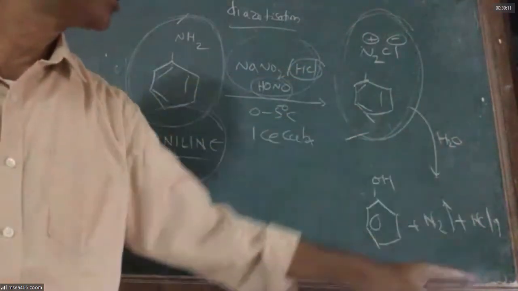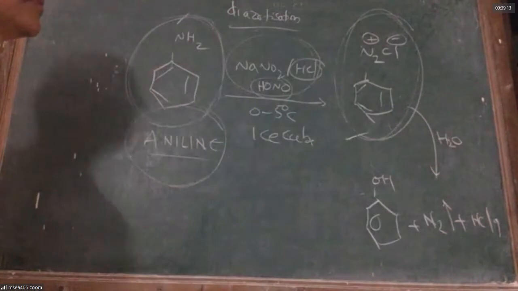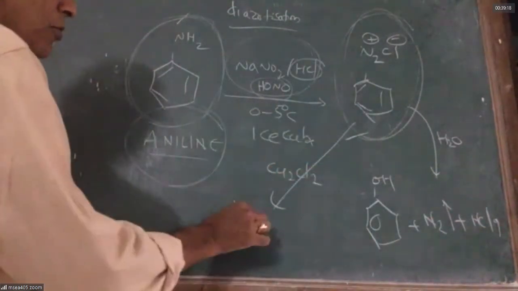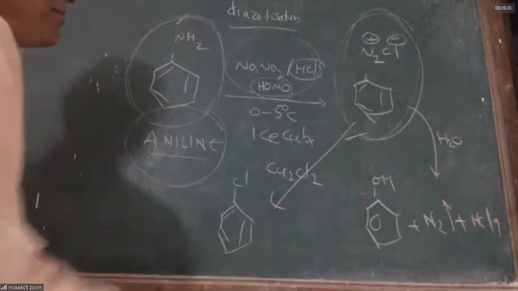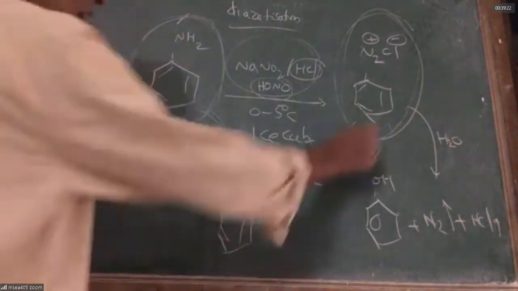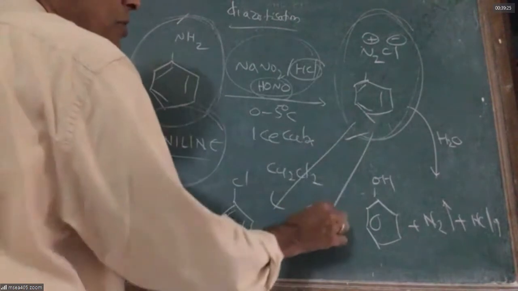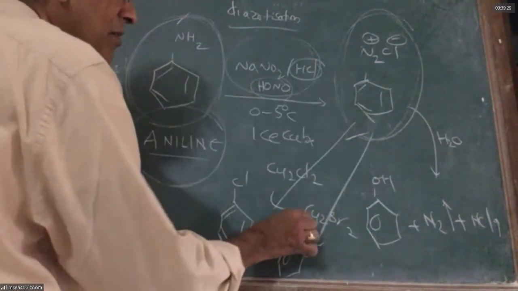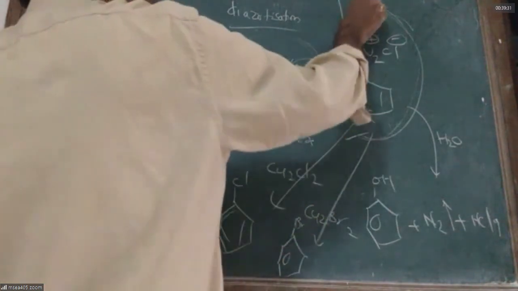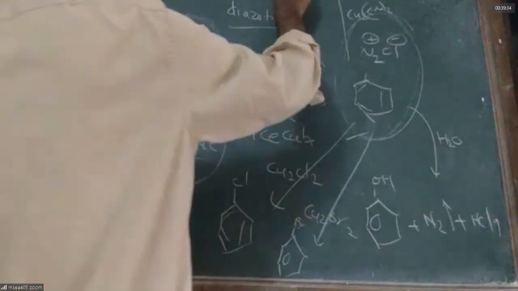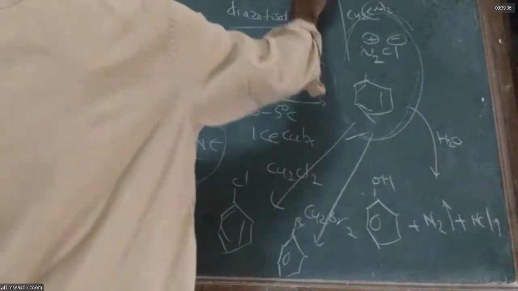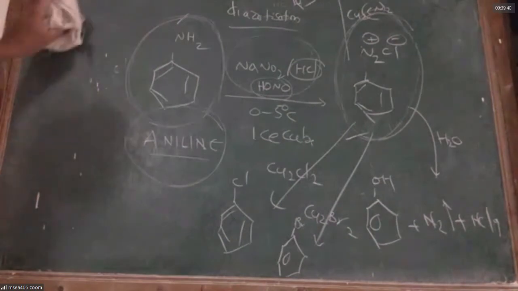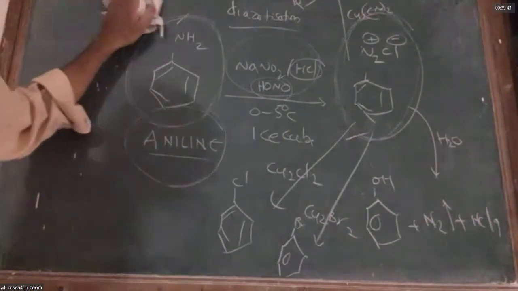Diazonium chloride reacts with water to give phenol. If diazonium chloride reacts with cuprous chloride, you get chlorobenzene. It is called Sandmeyer reaction. If diazonium chloride reacts with cuprous bromide, you get bromobenzene. It is Sandmeyer reaction. If diazonium chloride reacts with cuprous cyanide, you get cyanobenzene. This diazonium chloride is a wonderful compound that can be used to prepare so many aromatic compounds. I will not be talking about that now.